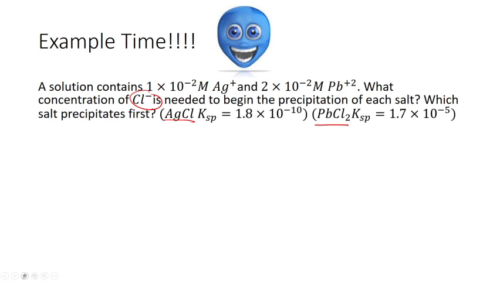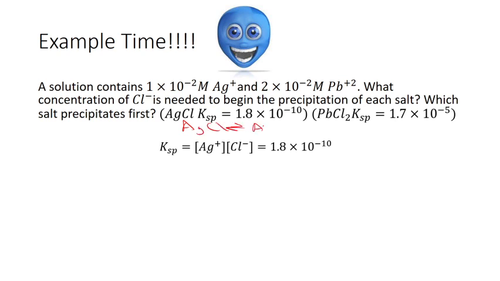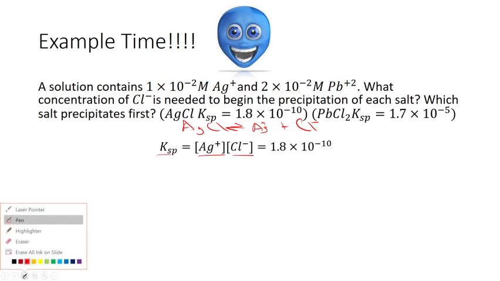And I think looking just at those KSPs, you could probably tell me that silver chloride is going to precipitate first because it has a much smaller KSP, but we're going to do some calculations and find out if you are correct. So keeping in mind that for our silver chloride, we'd be looking at AgCl in equilibrium with Ag+ and Cl-. So we have KSP is equal to [Ag][Cl], and we know the value of that KSP.